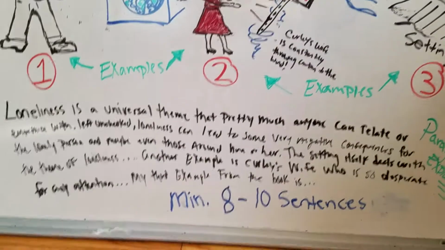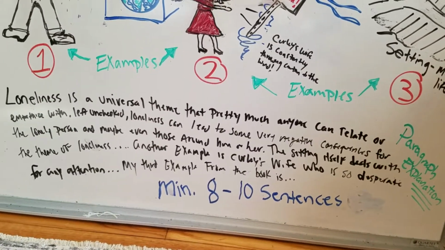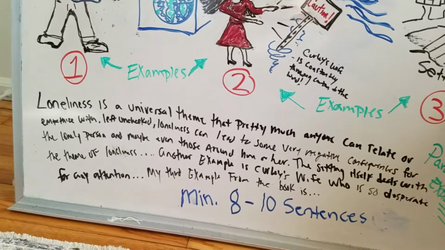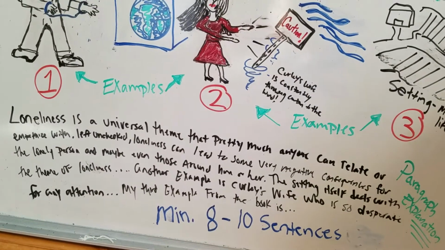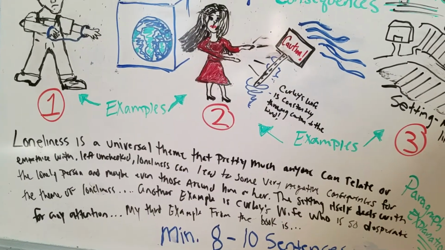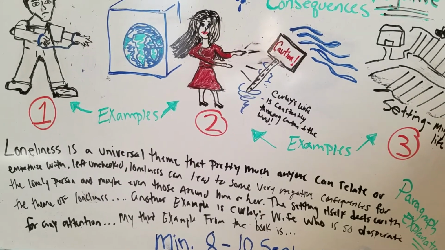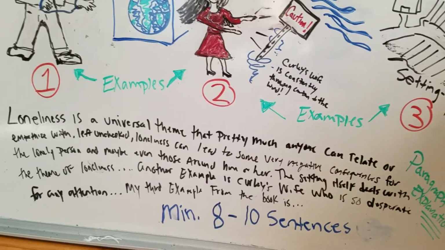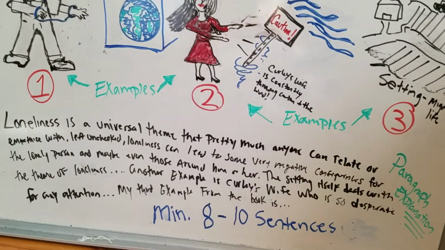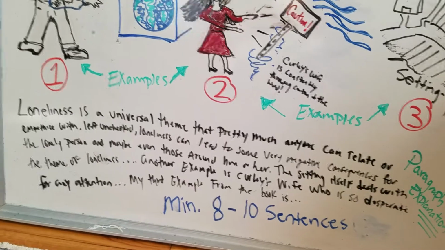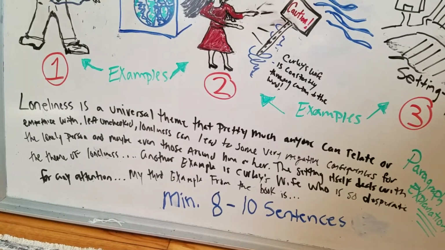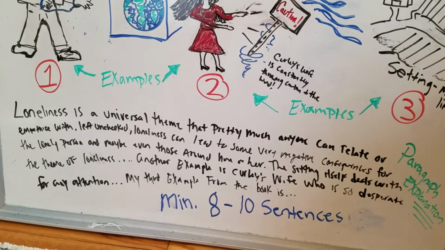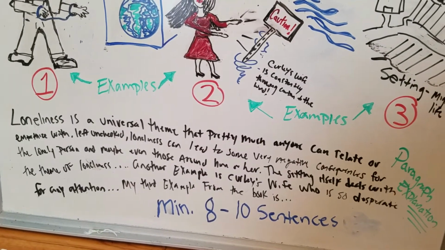And then underneath that, I didn't do a complete paragraph. But I gave you some sentence starters. So I started with a topic. Make sure your first sentence is very clear, that if I didn't know what you were writing about, your first sentence makes it very clear to me what you were doing. So I said loneliness is a universal theme that pretty much anyone can relate to or empathize with. Left unchecked, loneliness can lead to some very negative consequences for the lonely person, and maybe even those around him or her.